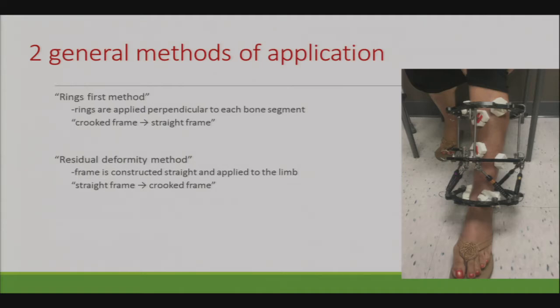In less severe deformities, you can just put on the frame that's already been assembled and flashed by the operating room. You can just slip that on the leg and attach it to the bone and do a total residual deformity correction with the software. Essentially, you will realign the bones, but the frame will become crooked. And so if they have a severe deformity, you can't put a straight frame on that leg. So there's a limit to the residual deformity method depending on how much deformity they have.